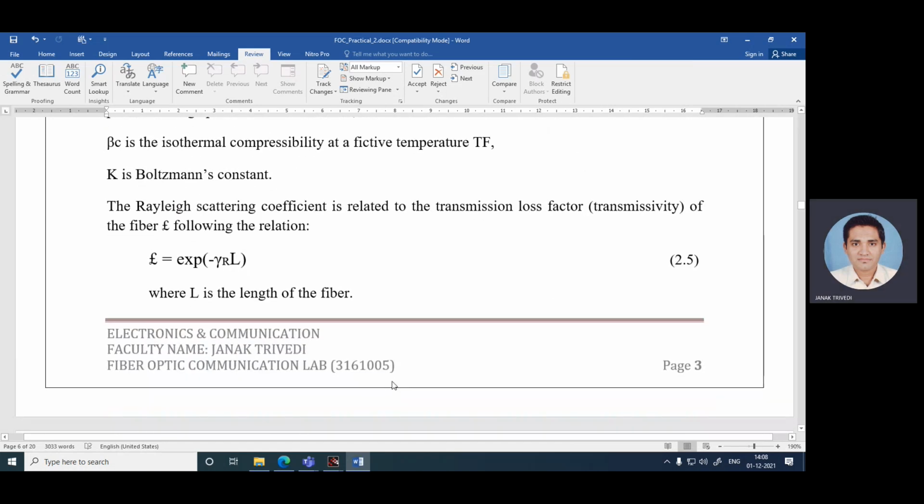The Rayleigh scattering coefficient is related to the transmission loss factor or transmissivity of the fiber following the relation given by 2.5. So transmissivity is equal to exponential of minus gamma R into L, where L is the length of the fiber.